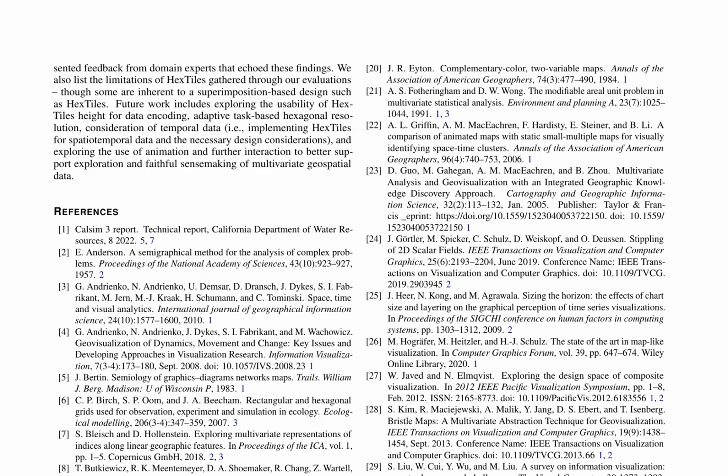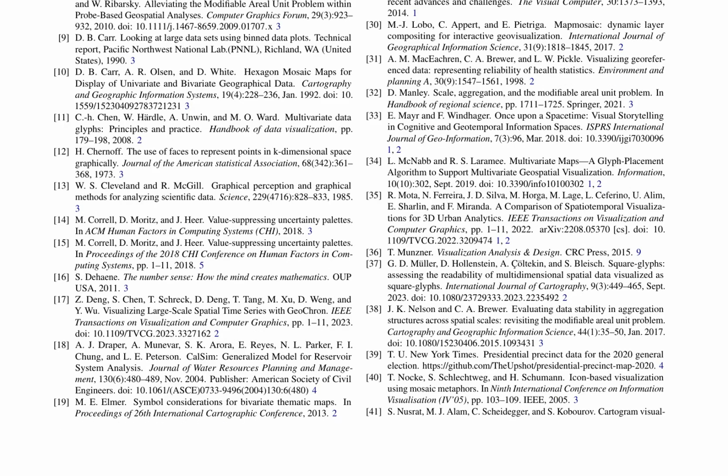HexTiles' design allows for the visualization of general patterns in data, with a noted preference for understanding multiple variables at once and identifying relationships between them. However, limitations include color interactions, visual complexity, and the potential for occlusion of underlying terrain. Future work includes exploring the usability of HexTiles' height for data encoding, adaptive task-based hexagonal resolution, and incorporating temporal data.